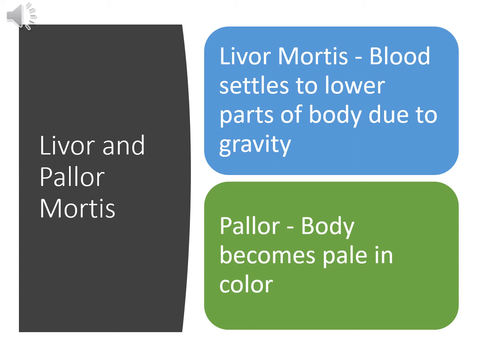Up until 8 hours, then it's permanent, and if the person's moved beyond that, then the livor mortis patterns don't change, and that could be an indication that the body's been moved after the 8-hour mark. Pallor mortis, again, the body becomes pale in color because the blood that's been well circulated and giving that pinkish hue to the human body has now settled away according to gravity in what we call livor mortis, and that results in the body becoming pale in color, and that's known as pallor mortis.